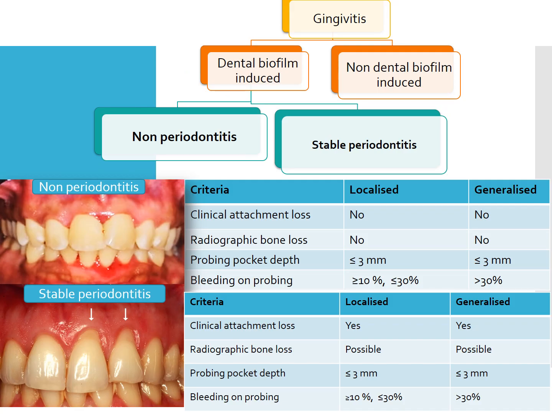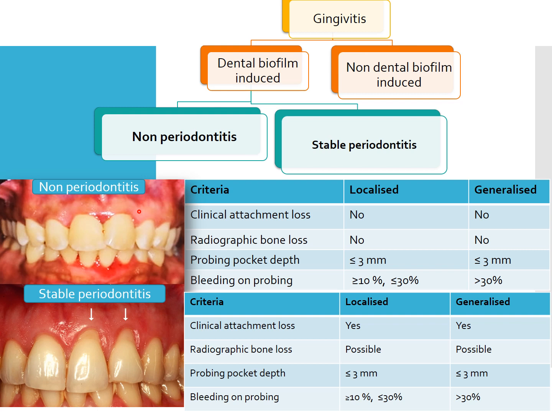Coming to gingivitis classification, in the 2017 AAP classification it is included either under dental biofilm induced or non-dental biofilm induced. Under dental biofilm induced, it can be either due to a non-periodontitis case, or it can also occur in stable periodontitis. Let me explain in detail. This is the first case, that is, the non-periodontitis case. There is no periodontitis, only gingivitis.